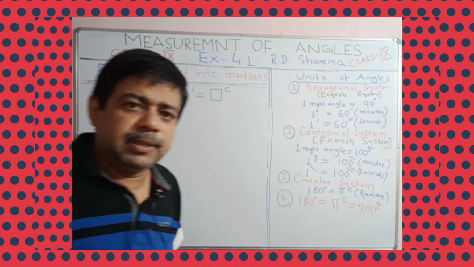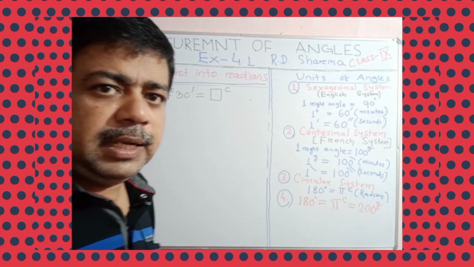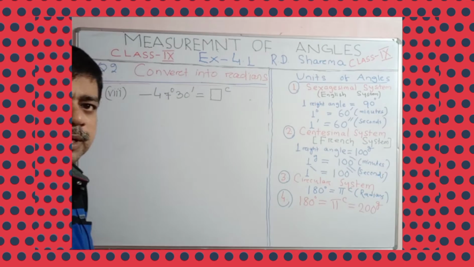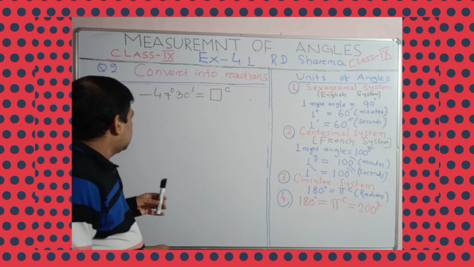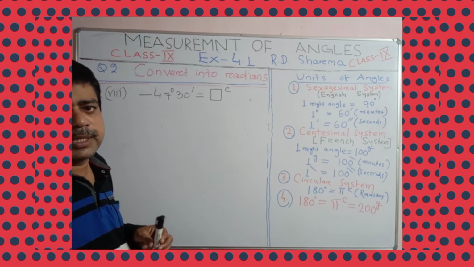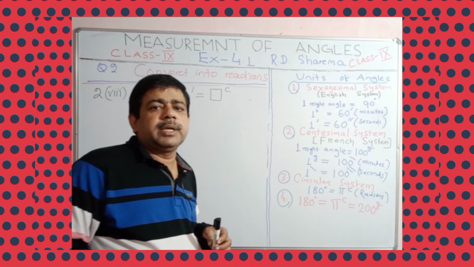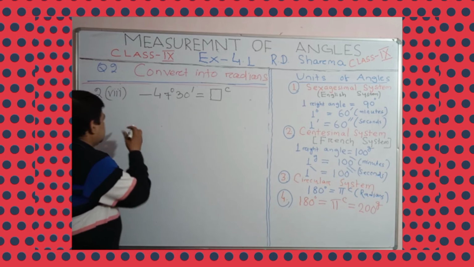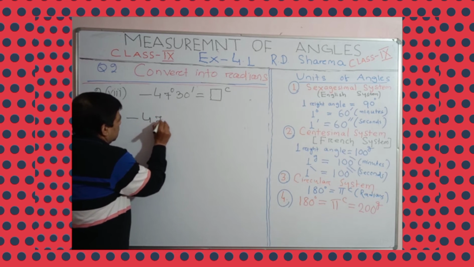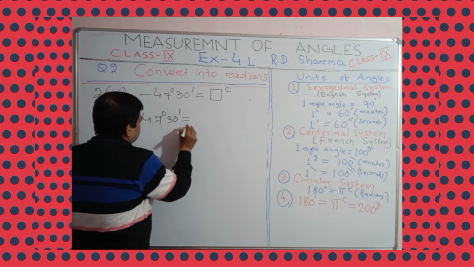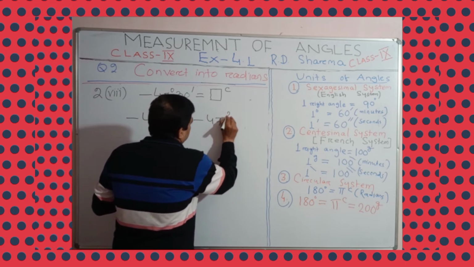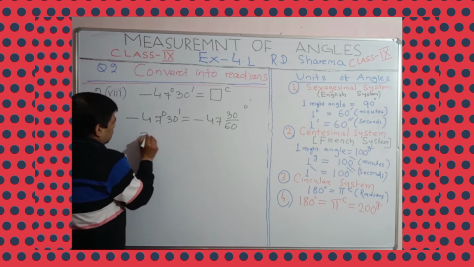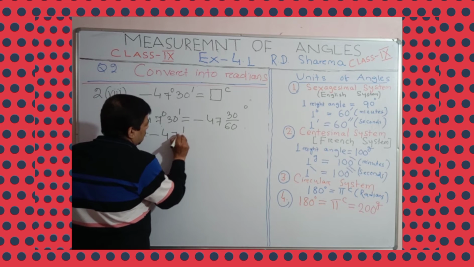Here is the last bit of question number 2, which is the 8th bit, and here we are converting the angle from degree to radian. In this question the angle is given as minus 47 degree 30 minute, and we are going to convert into radian. Here first of all you convert minute into degree. Similar process: minus 47 whole 30 by 60 degree, can you write directly or not? Yes. Or minus 47 1 upon 2 degree.